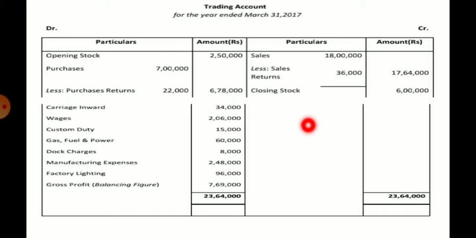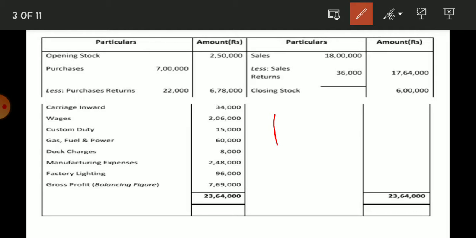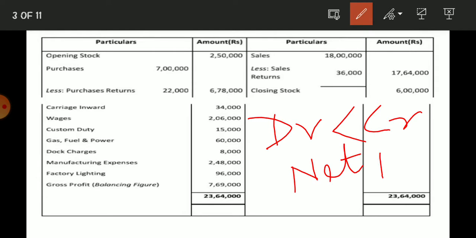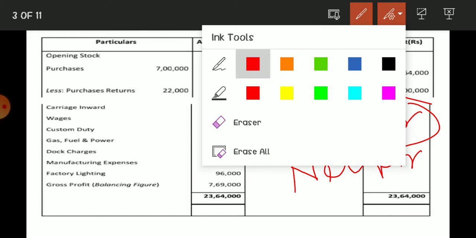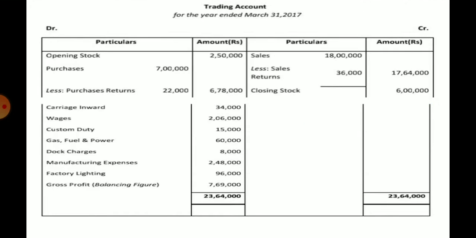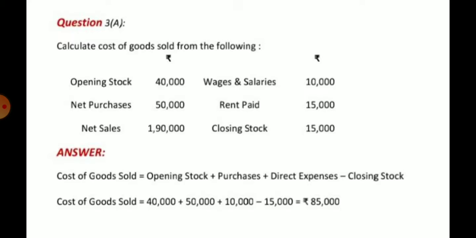After transferring the amounts, you prepare the account and make a total of debit and credit. And remember, if the debit side is less than the credit side, there will be net profit. And vice versa, if the debit side is more than the credit side, then there will be loss.